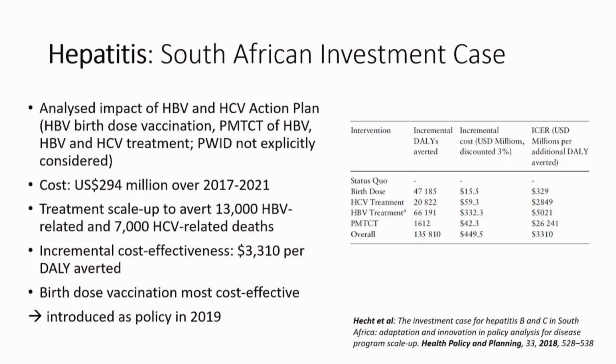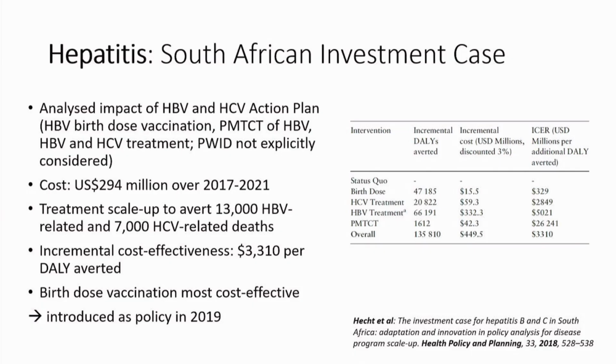There was also a South African investment case for hepatitis a couple of years back. This is from 2018 from Hecht and colleagues. They did not, however, explicitly look at PWID. This was, again, for an action plan that was introduced by a government, including birth dose vaccination for hepatitis B, PMTCT for hepatitis B, as well as treatment for hepatitis B and C.